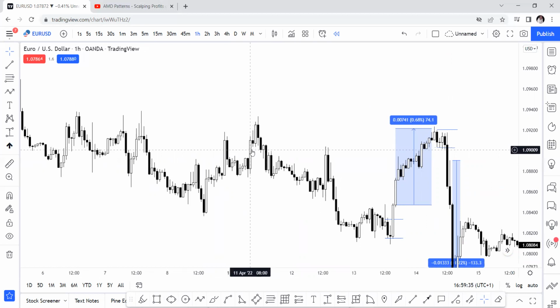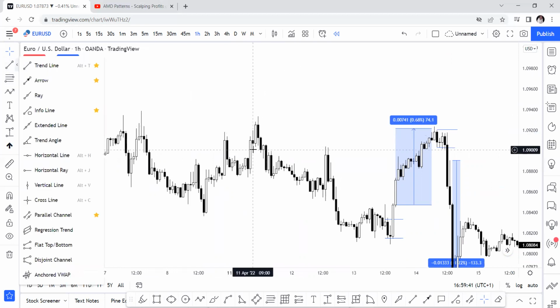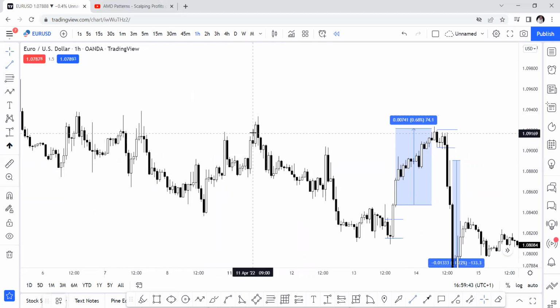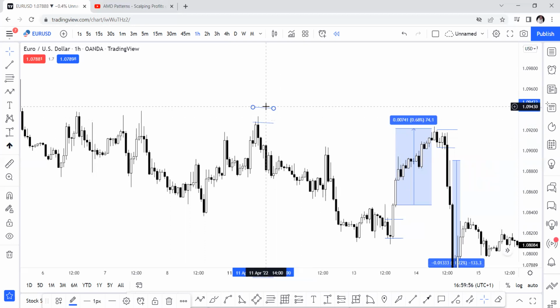This is London. Can you see that? London open at 9. You can see the 9 o'clock bar. Then we have the pattern set up here. The open range breakout. We have a breakout, we sell.